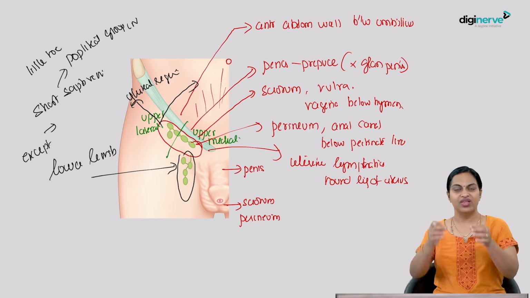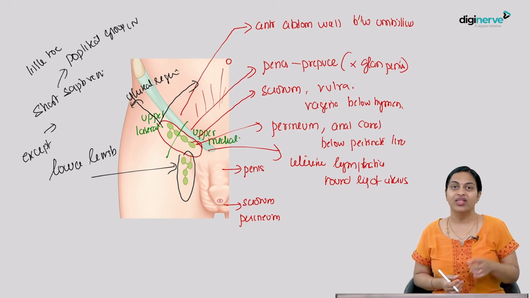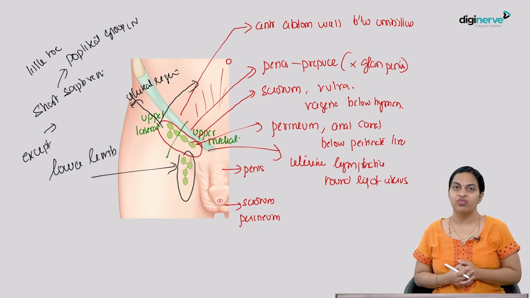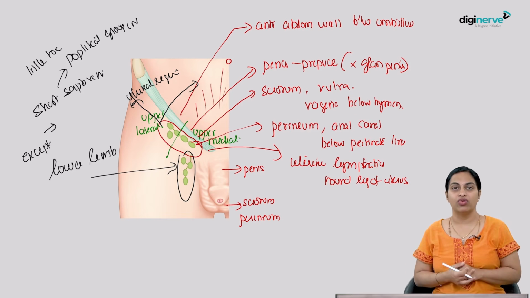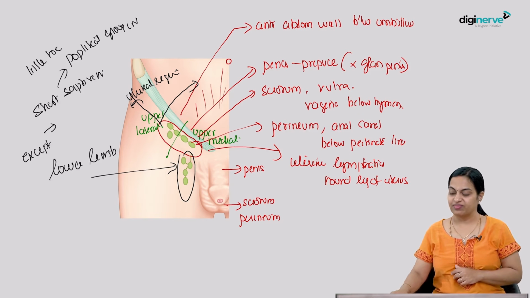So if there is an infection of the great toe, which group of nodes will enlarge? The lower vertical group. If there is an infection of the little toe or the lateral border of the foot, then the popliteal lymph nodes will be enlarged.